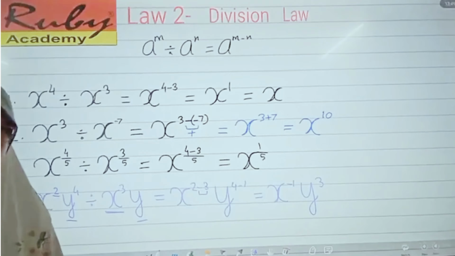Now let's understand law number 3, which is the multiple powers law. In this law, when the base has power of power, the powers will be multiplied. Now let's write this law.